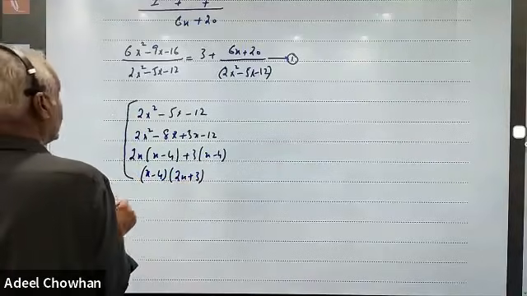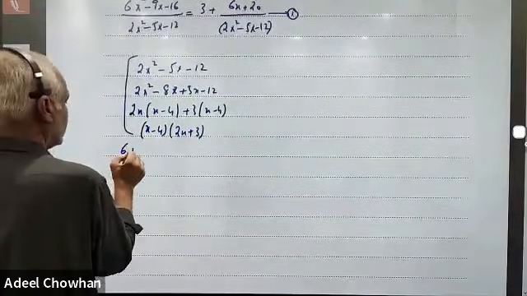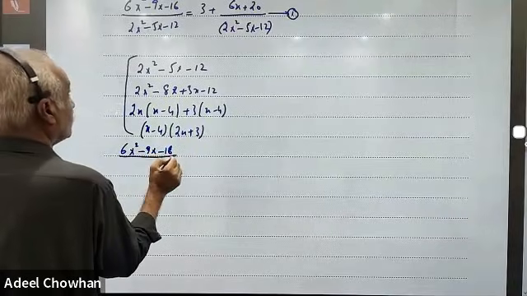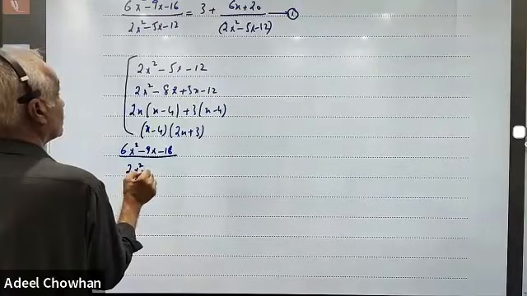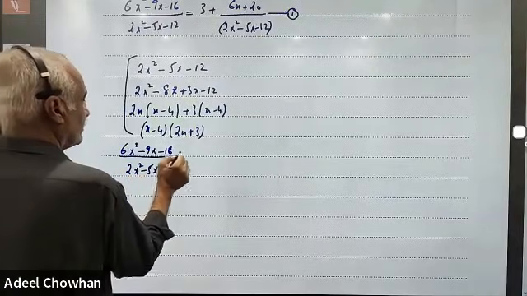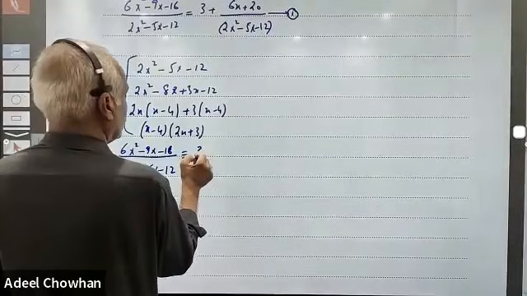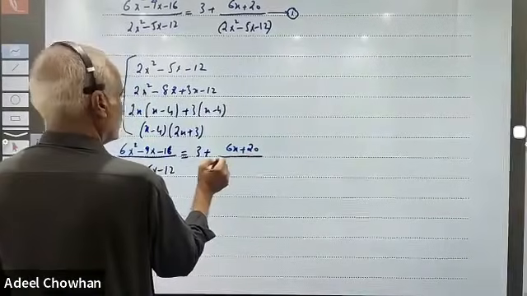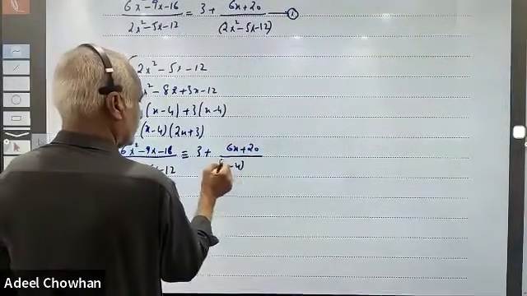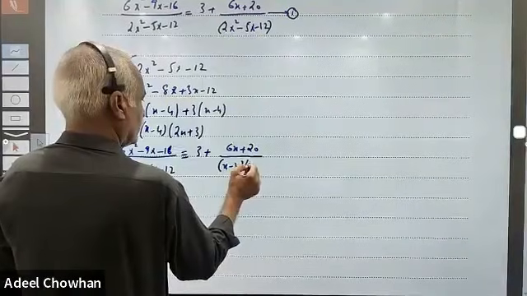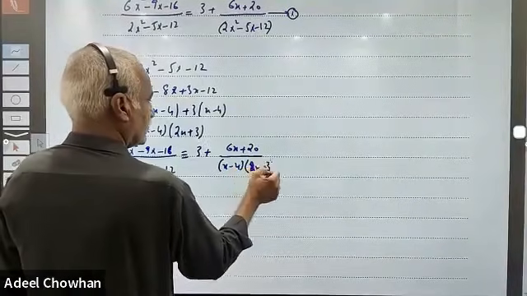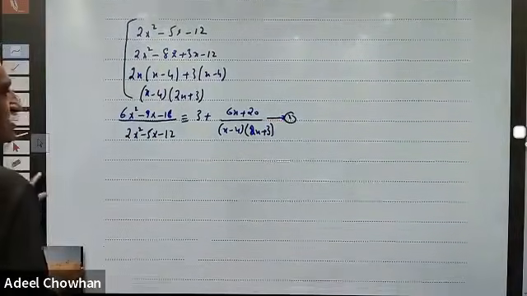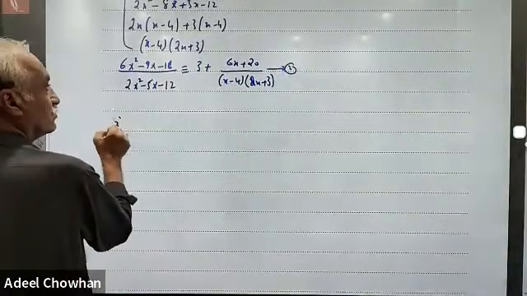So our original fraction (6x squared minus 9x minus 16) over (2x squared minus 5x minus 12) is identical to 3 plus (6x plus 20) over (x minus 4)(2x plus 3). Let's say that is equation number 2. Now we'll solve this part separately.